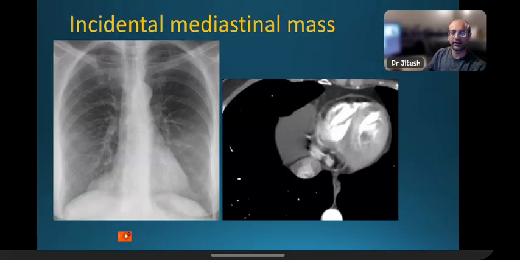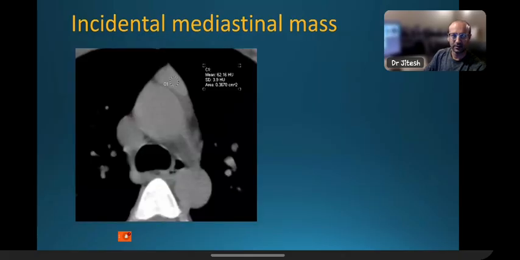Now this is a typical example of a pericardial cyst. Again, this was an incidental mediastinal mass. We can see there is an opacity at the cardiophrenic angle, and on CT we can see a fluid attenuating lesion in the right cardiophrenic space, or pericardial space. This is a very typical example of a pericardial cyst. Again, we do not need any further imaging on this patient to characterize these lesions. So this is a pericardial cyst.